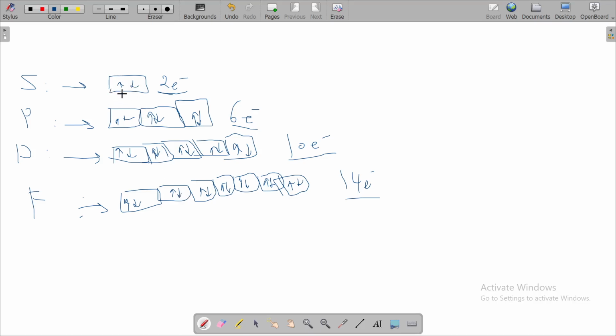Then you fill in one arrow up, one arrow down, and then up, down, and you keep the cycle going. When you do up, down, you get 2 electrons. So 2 times 3, 6. Up, down, times 5, 10. Up, down, times 7, 14. So this is where it came from. These boxes are suborbitals, in fact.